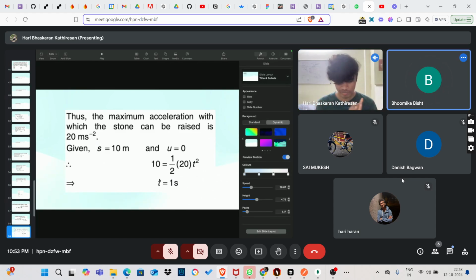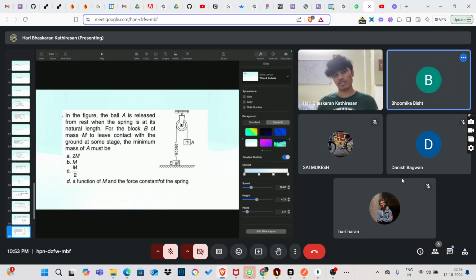Again, draw the FBD, write the equations and solve. So this is a pretty nice question. It says the figure, the block of mass m is released, and the block B should just leave contact with the ground, and the minimum mass of A should be. A lot of people get stuck in this question because they just don't know the condition. They don't know what this means: block B just leaves contact with the ground.